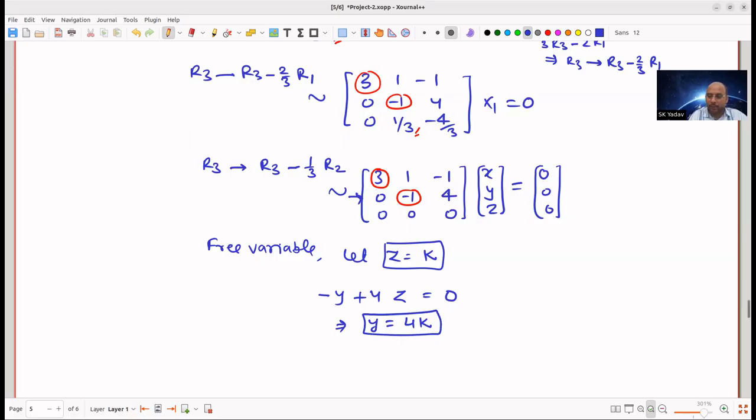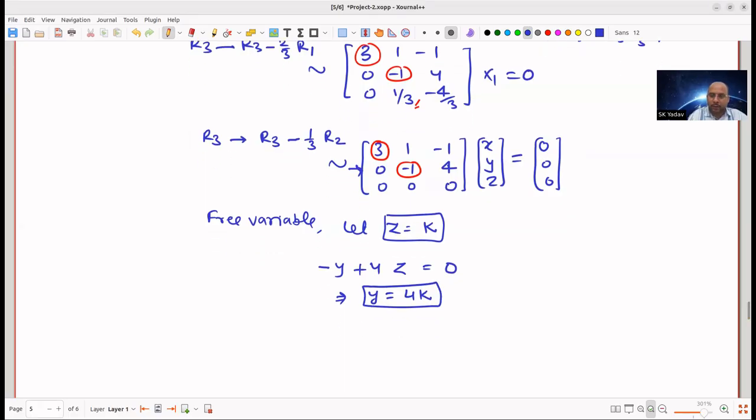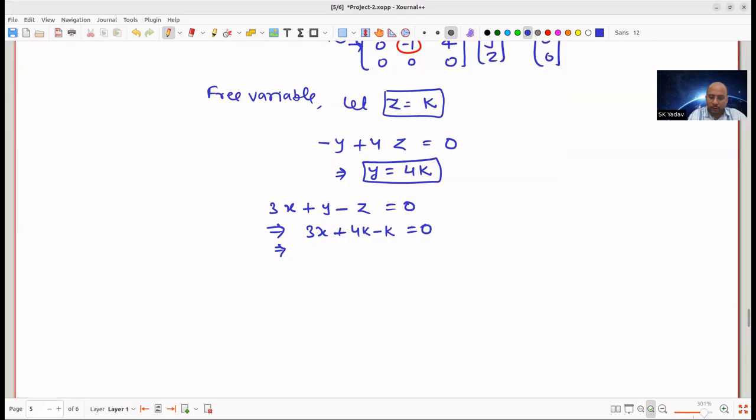Now using the first row, this row I got here, 3 times x plus y minus z equal to 0, and this will give you 3 times x plus 4 times k minus k equal to 0. So what does it lead to? This means 3 times x plus 3 times k equal to 0. It means x equal to minus k.